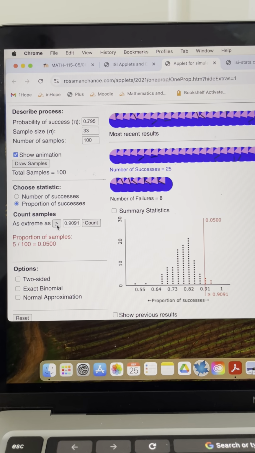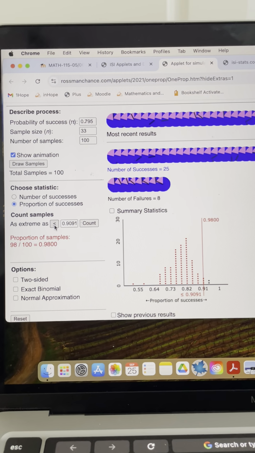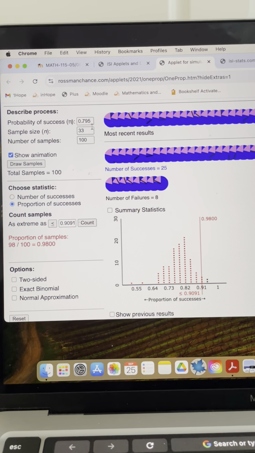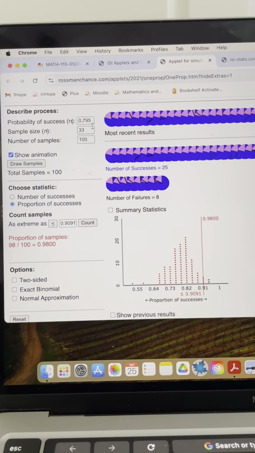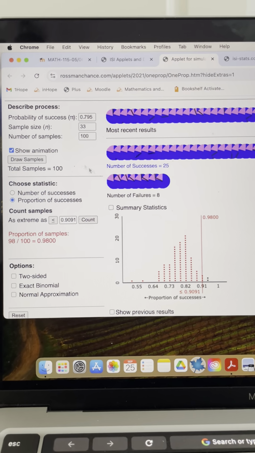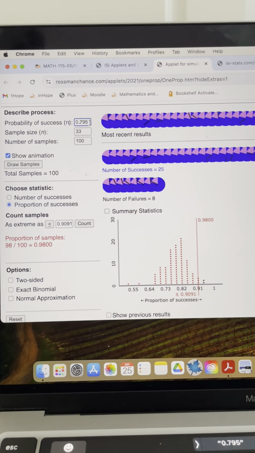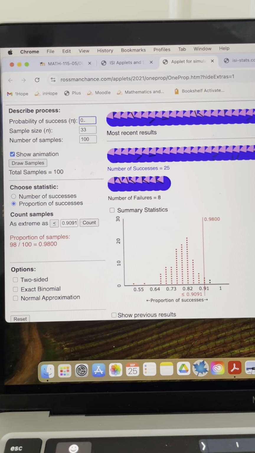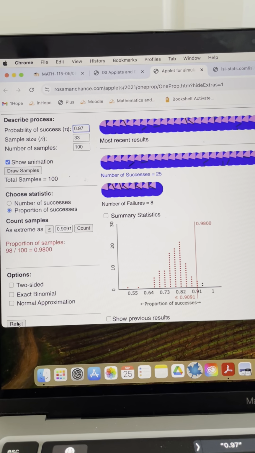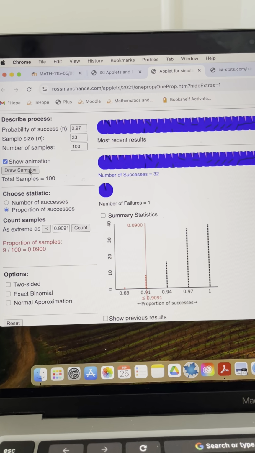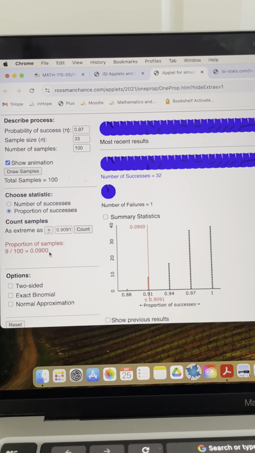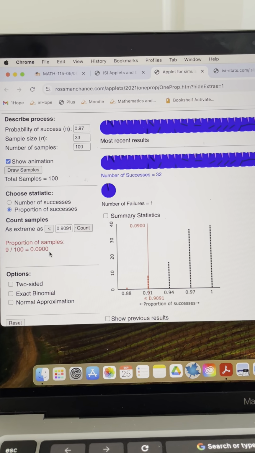Now I'm going to change the direction of my arrow so I can work for the right-hand boundary. So I'm going to take this value, write it down, 0.795. That is the left-hand mark of my confidence interval. I'm going to change this to 0.97. And I'm going to hit reset. I'm going to say draw samples. Ooh, that was a good guess. So 9 out of 100 is 0.09.